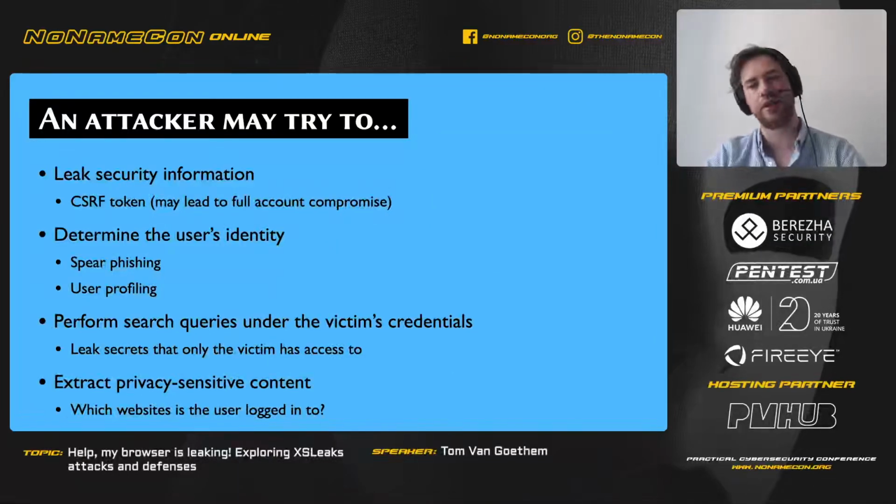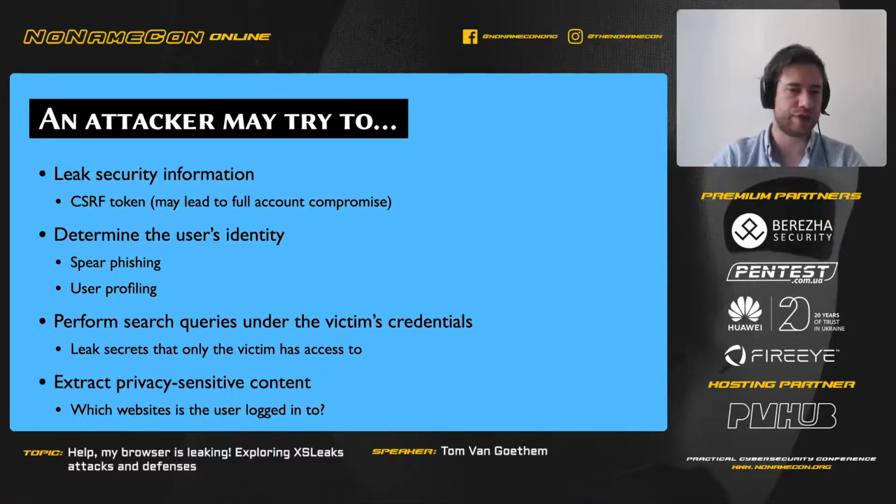So an attacker may try to leak certain security information, such as the cross-site request forgery token. If that happens, that may lead to a full account compromise. For instance, the attacker could change the email address and passwords from the victim. Another thing is that the attacker may try to determine the identity of the user by using a spear phishing attack, or use it for profiling the user.